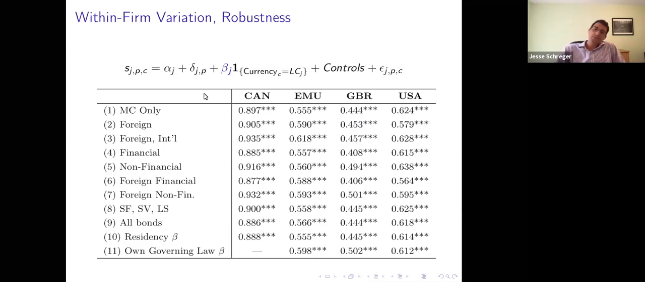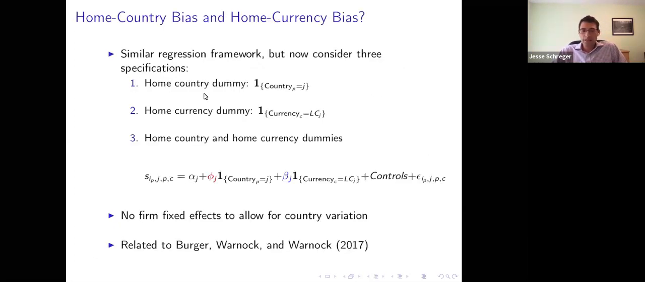Now, the other thing we then turn to is, I began the talk by talking about this home country bias, how much investors are overweight securities of their own firms. We want to ask how much of that can be explained by home currency bias. How much can currency explain relative to country? And so what we're going to do here is run a similar regression framework, but look at 3 different specifications.